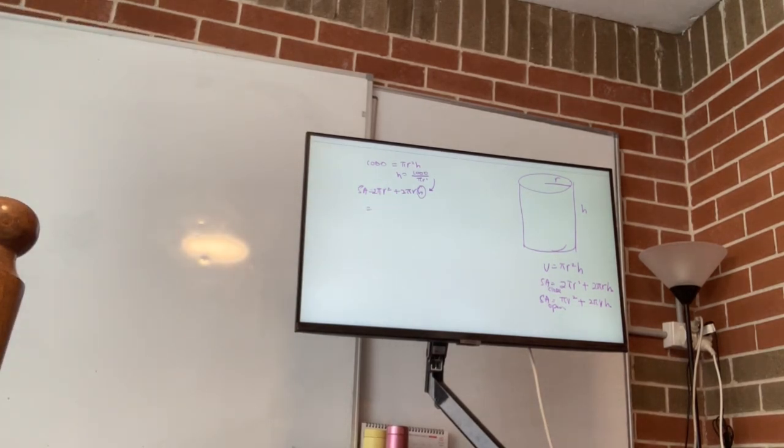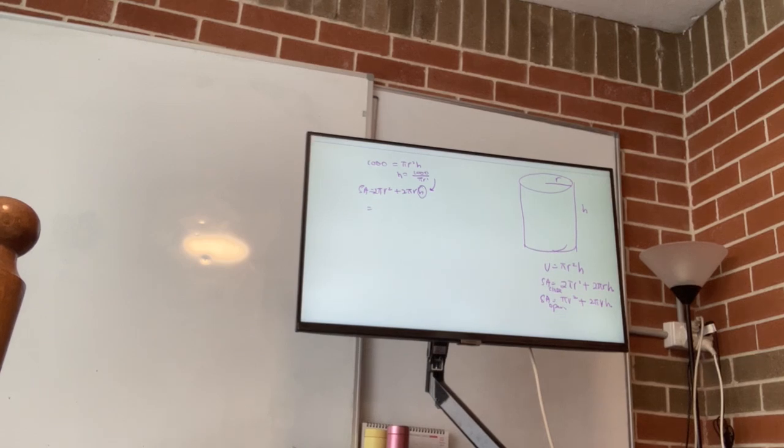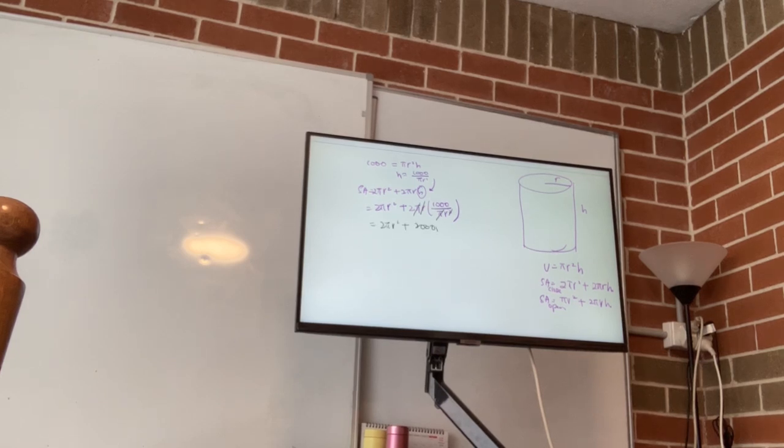And then do we differentiate? Yes, you differentiate the SA with respect to r. You don't have h, your h is gone. Did you sub it in already? And did you simplify it after you sub it in? Simplify the pi with that. So you have 2 pi r squared plus 2000 r to the power of minus 1. That is your surface area.